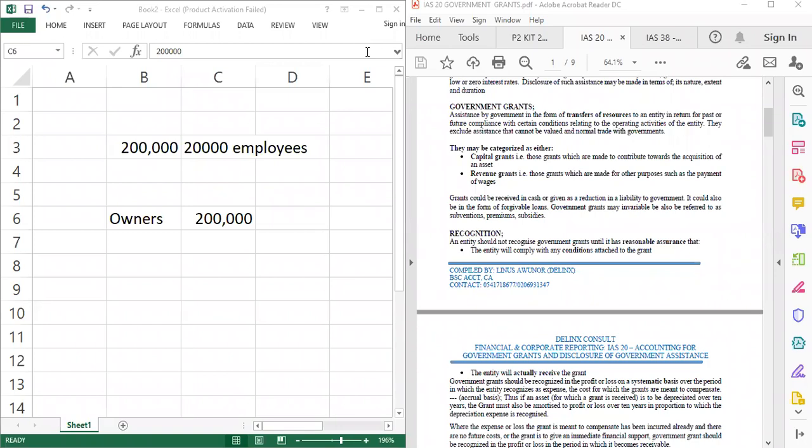But you can also do that as a donation if they are not going to take the money back. Are you okay? All right.